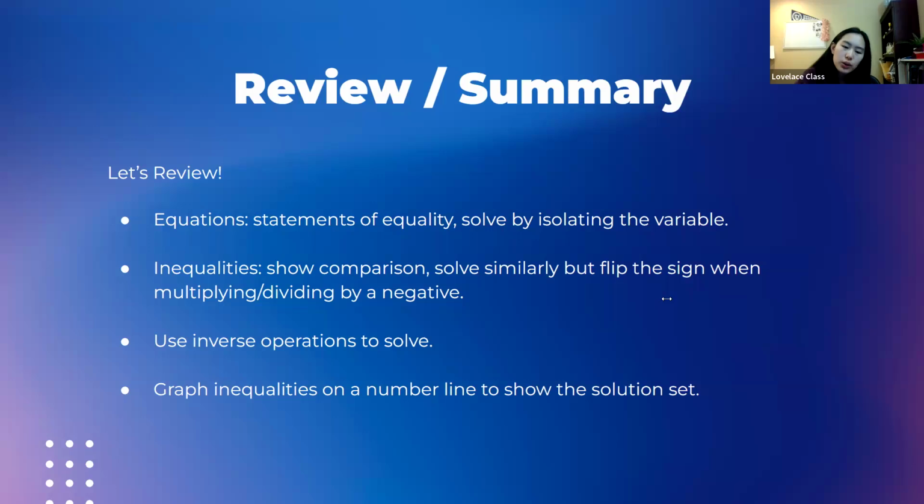And you can graph inequalities on a number line to show the solution. I don't think graphing is going to be on the homework, because that's something you can practice on your own. But that's about all.